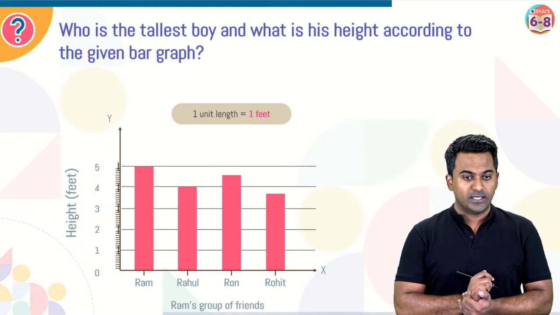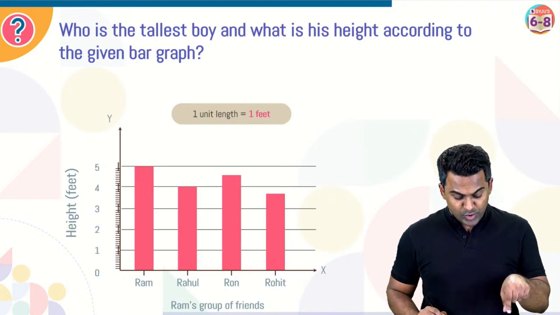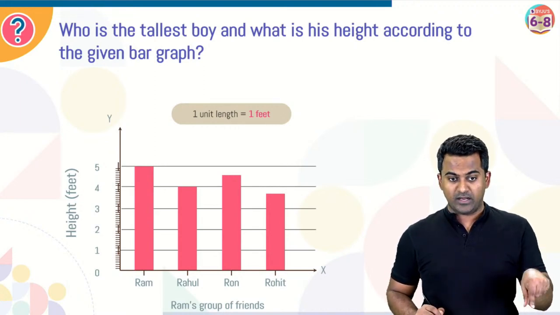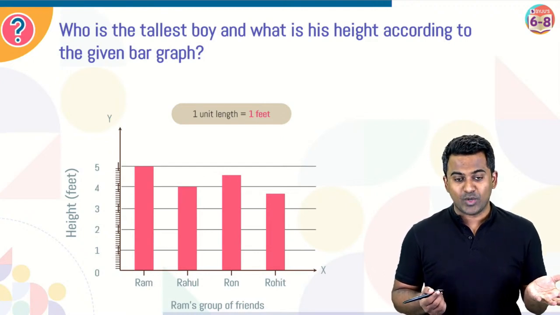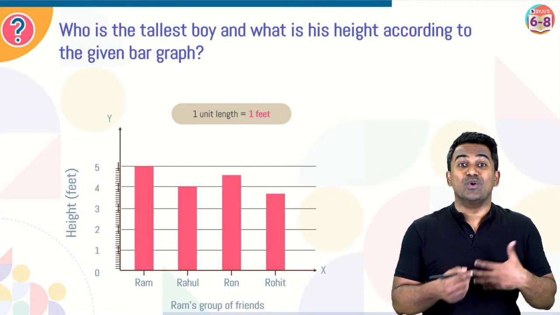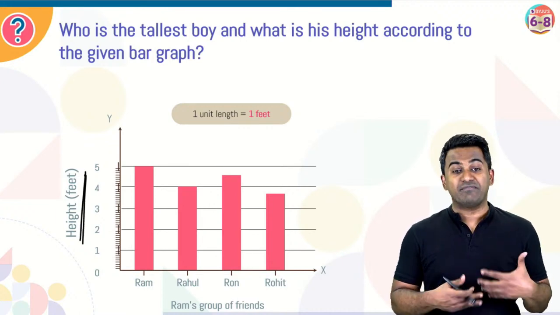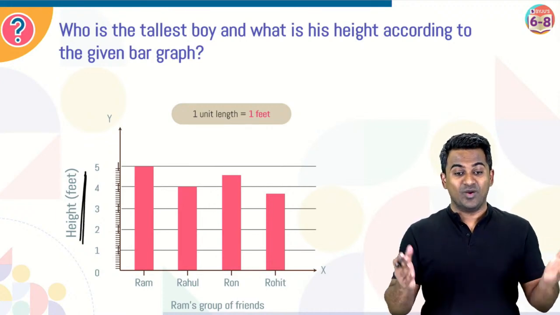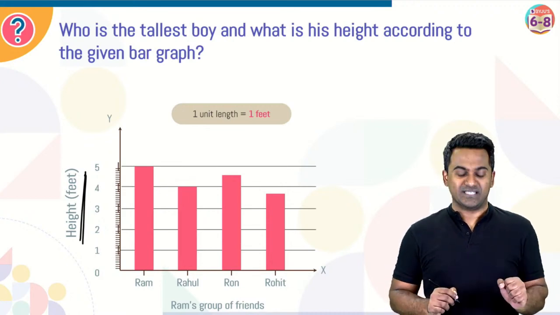What is the answer? Shaurya says Ram. Okay, a lot of you are saying Ram. What is his height, by the way? Height can also be taken from this. So Ram is the tallest boy. What is his height? Height is going to be how much? 5. Unit. Come on, tell me the unit as well. Read this. What 5? 5 what? Centimeters, meters, what? 5 feet. Yes, that's the proper way to answer this question.